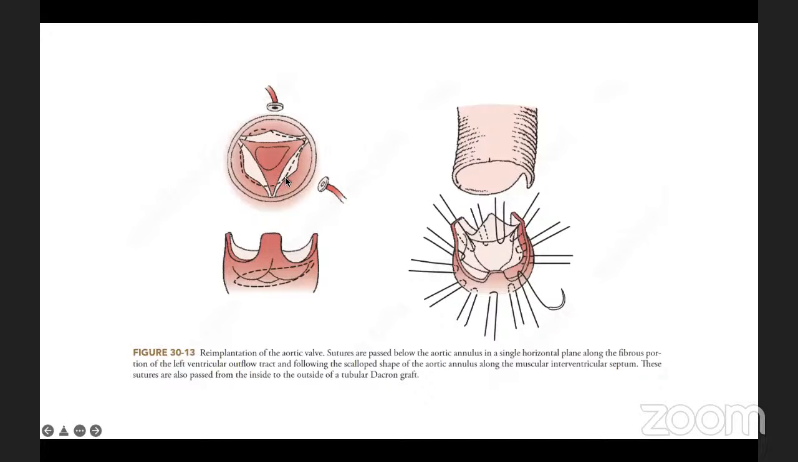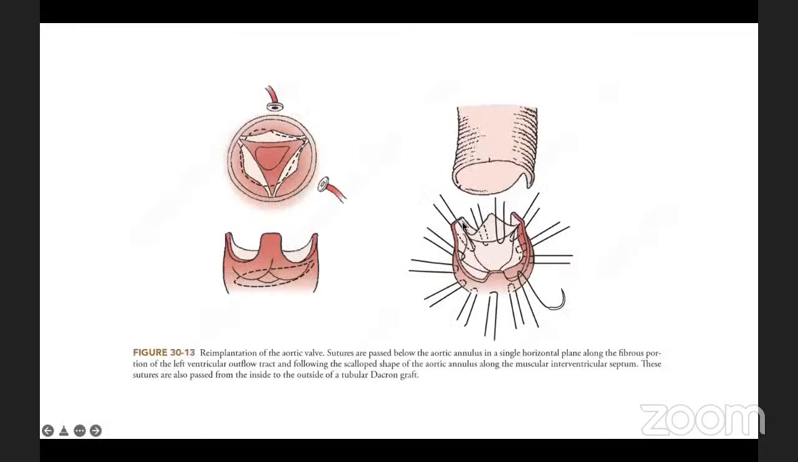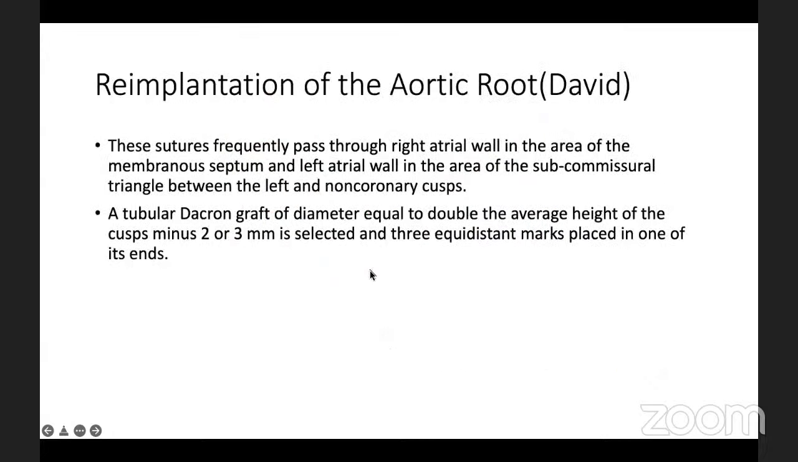the non-coronary cusp, and slightly scalloped from between the subcommissural triangle of the left and right cusp along the membranous septum. So as shown here, the Ethibond sutures are passed at the annular level. These sutures frequently pass through the right atrial wall in the area of the membranous septum, and the left atrial wall in the area of the subcommissural triangle between the left and non-coronary cusp.